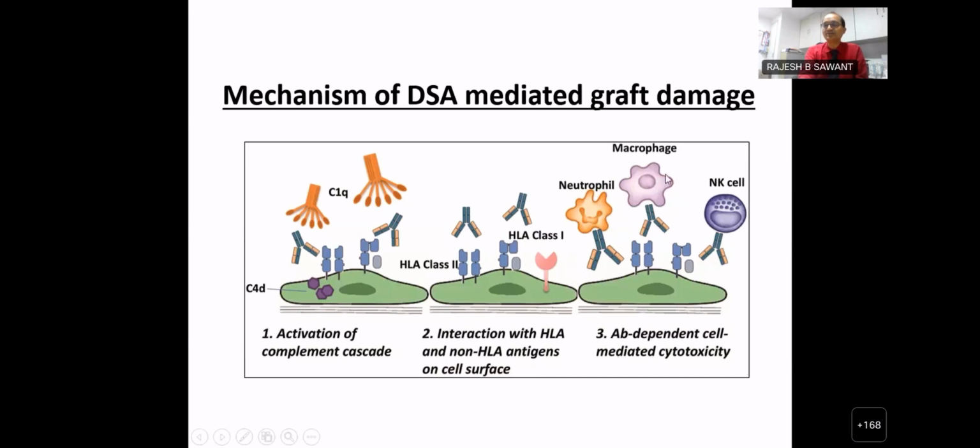Then you will have the neutrophils, macrophages, the NK cells, etc. that will be arriving on the scene, and there will be antibody dependent cell mediated toxicity. So basically after the activation of the complement, all the class 1, class 2 antibodies as well as the macrophages, neutrophils, etc. will lead to cell lysis. So this is the basic mechanism of any graft damage that occurs after a non-properly matched transplant.